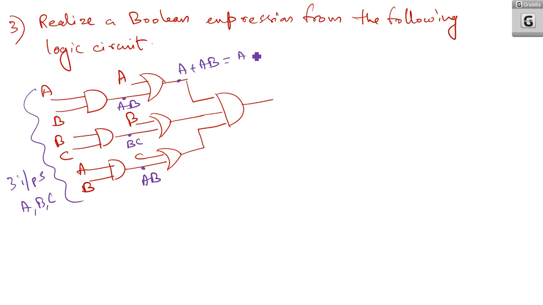So equal to A into B or 1. B or 1 is 1 itself. So here you will get A. Here what we get? B or BC. What is B or BC? Answer is B only. Here what do we get? AB. Yeah. You will get AB or C. So what is the final answer? It is A dot B dot AB or C.